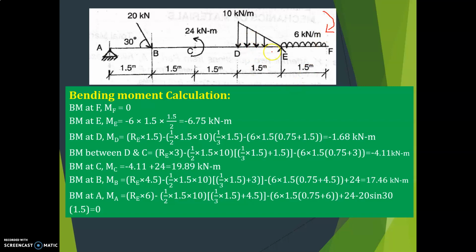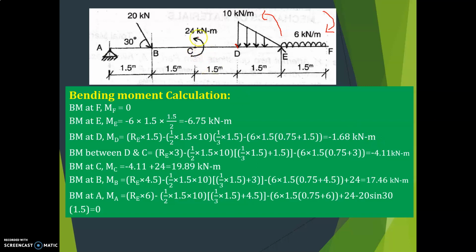Then bending moment at D. Now till here you have to calculate, what is that? Now RE is there here, this is moving like this direction, so that is plus, so RE into 1.5 till here, RE into 1.5 minus, this is moving like this, that's why minus half into 1.5 into 10 into 1/3 of 1.5, okay, then minus 6 into 1.5 into half of 1.5 that is 0.75 plus 1.5, because till D we are considering, okay, so equal to minus 1.68 kilonewton meter.